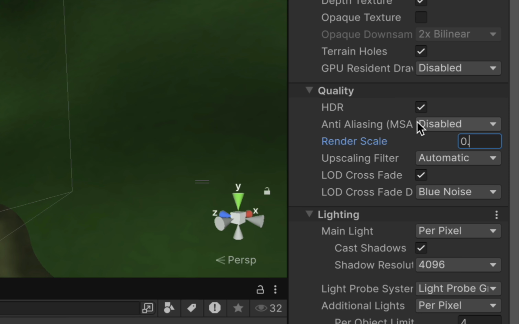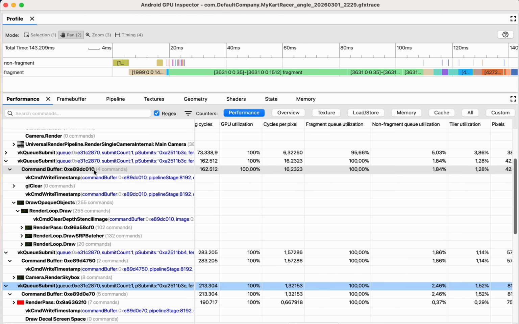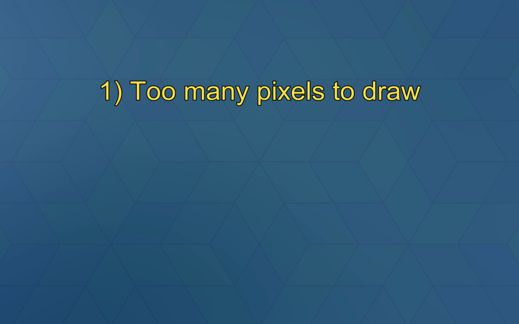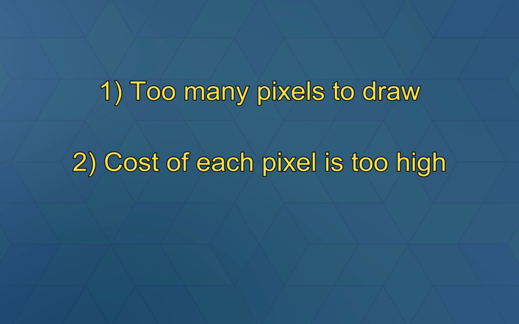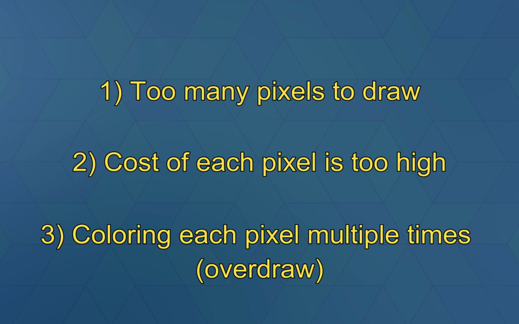So reducing the resolution is definitely an approach to dealing with this performance issue. But it also confirms that the performance bottleneck was in drawing the pixels to the screen. And I can think of 3 potential causes for this bottleneck. The first cause can be that we just have too many pixels to draw. The second could be that the cost of drawing each pixel is too high. The third could be that we are coloring in each pixel multiple times. The latter is also known as overdraw. By reducing the resolution, we basically address the first of these causes. Now I wanted to take a crack at the other 2, or one of them at least.